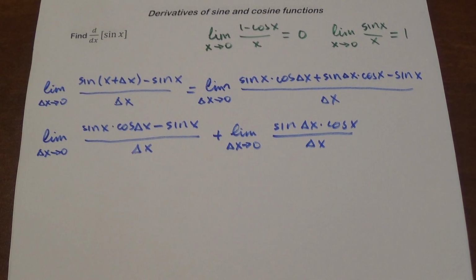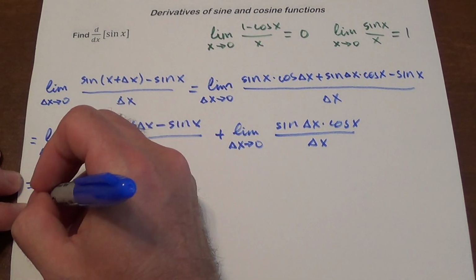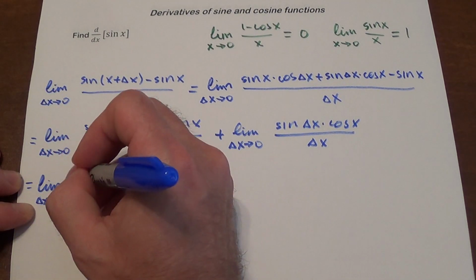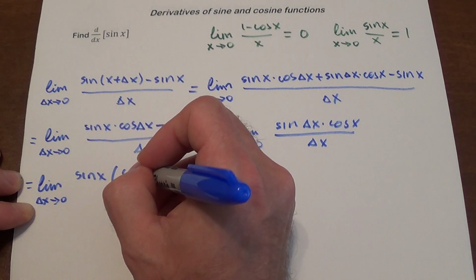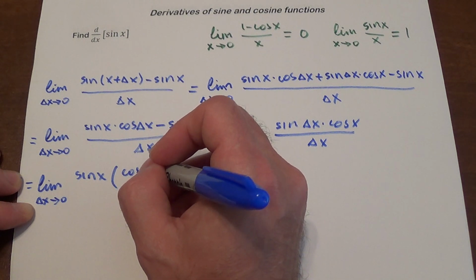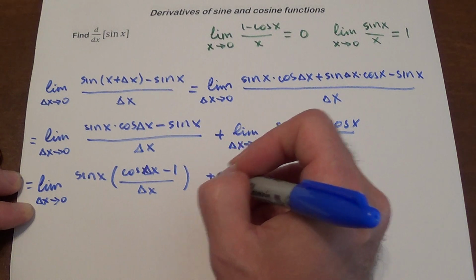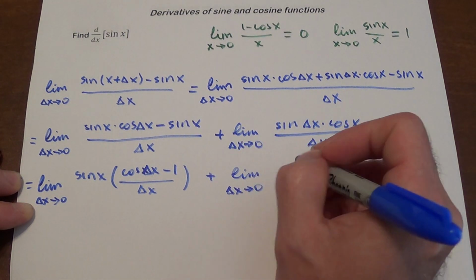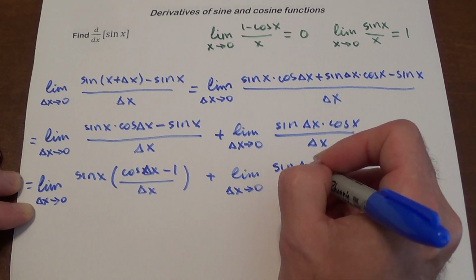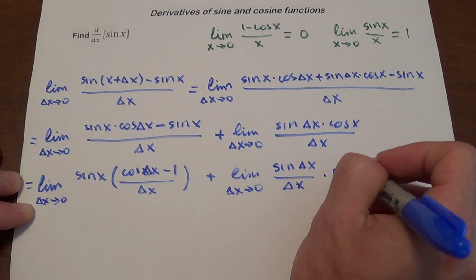Our next step is, in the first limit, we're going to factor out sine x. So we're going to have the limit as delta x approaches 0, and we factor out sine x. That leaves you with cosine x, cosine delta x minus 1 divided by delta x. In the second limit, we are going to rewrite that. We're going to write sine delta x over delta x separately times cosine x.